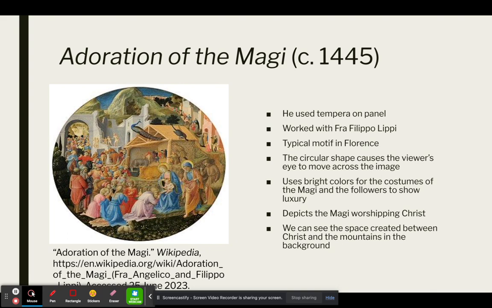He uses bright colors, like his many other works, for the costumes of the Magi and the followers, which shows a sign of luxury. This art depicts the Magi worshipping a young Christ. He also successfully uses space in this artwork because we can see the difference between space in Christ and the mountains in the background.